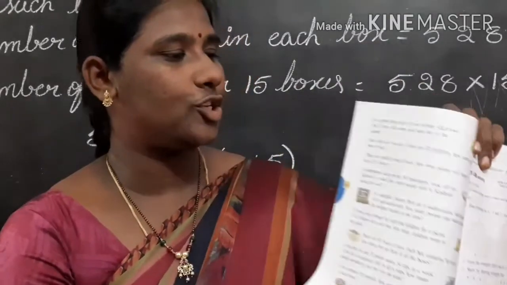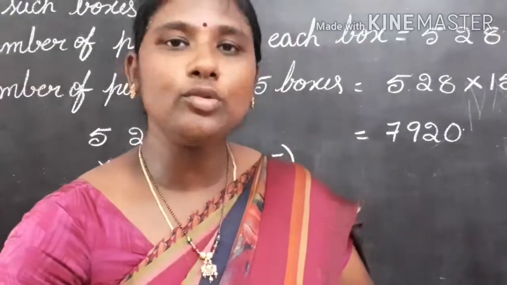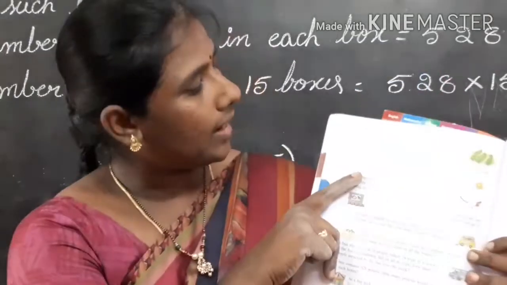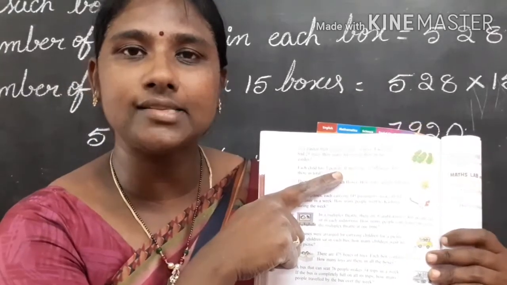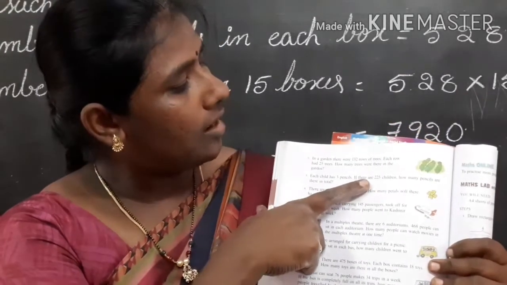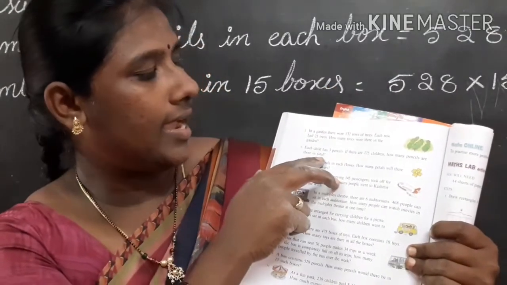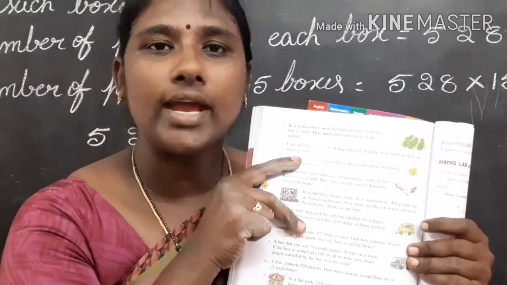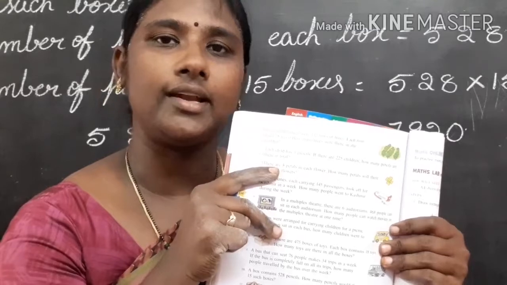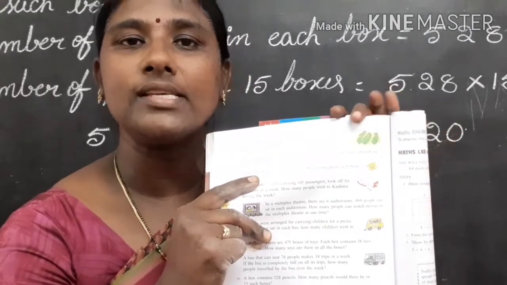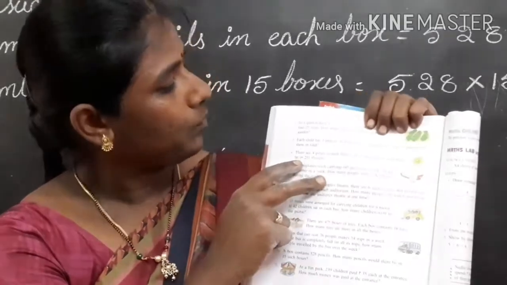Yes, next turn the page. In that, I already explained the second question. Now see the third one. Each child has 3 pencils. If there are 225 children, how many pencils are there in total? Total how many children are there? 225 children. So total how many pencils are there? What we have to do? We have to do the multiplication. 225 into 3.